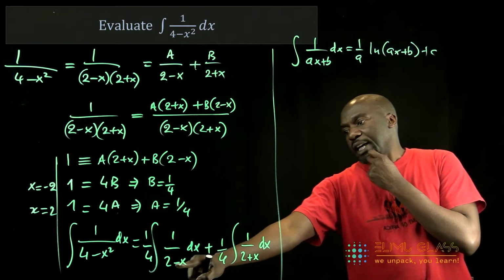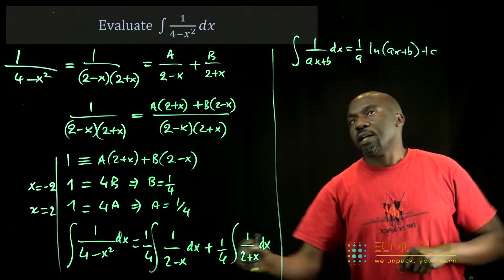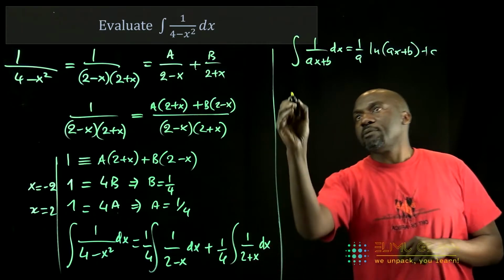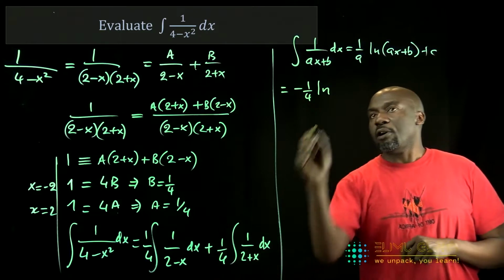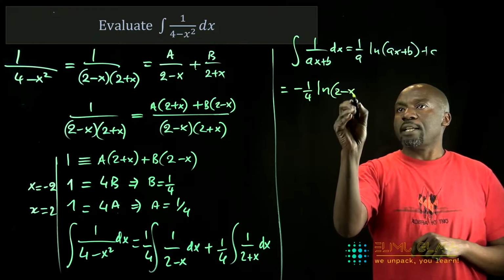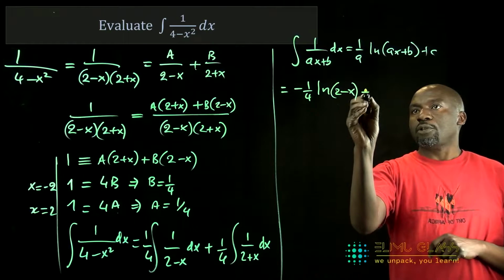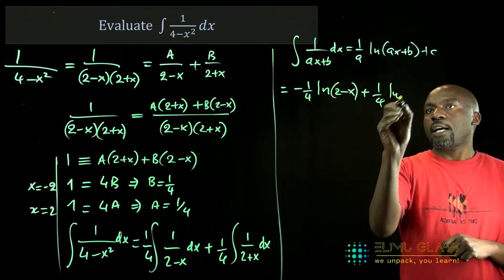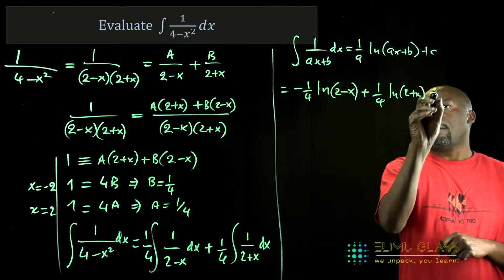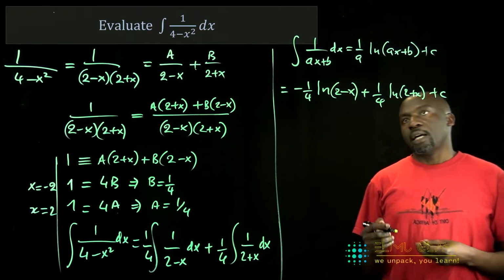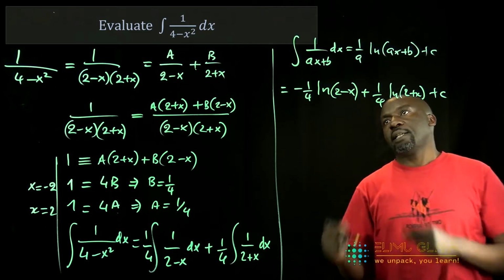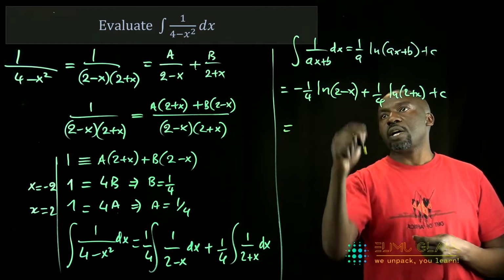Our coefficient of x here is negative 1, and so this therefore becomes negative 1 over 4 ln of just 2 minus x. And this becomes positive 1 over 4 ln of 2 plus x plus c. And that is actually the answer, but the examiner might say compress it. If that is the case, then these two can be compressed.